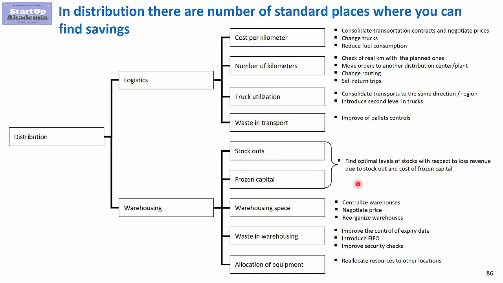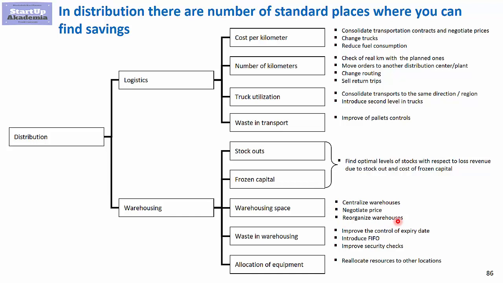So here you basically have to look for optimal, because it's not that you can optimize one thing without harming the other one. And then a lot can be done in warehousing space, and you have seen examples of this in the cases. But apart from that, you can centralize warehouses or reduce the number of distribution centers, renegotiate the price obviously for the warehousing, and reorganize warehouses in such a way that you don't need that much space.